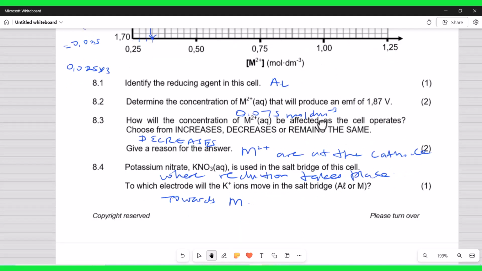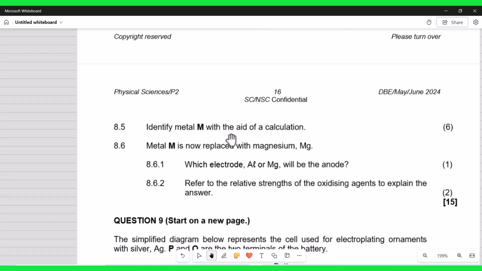Next question here. They said now 8.5. Identify metal M with the aid of a calculation. Now to get our metal M, we are going to find out its E standard for the cell. Okay, and then we see what happens. Identify metal M. What do we know to identify metal M? We're going to the formula, okay?